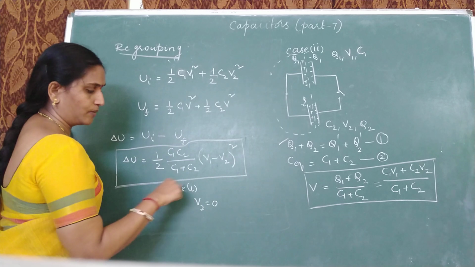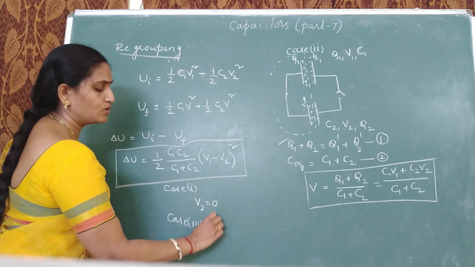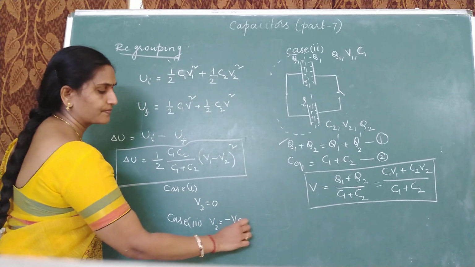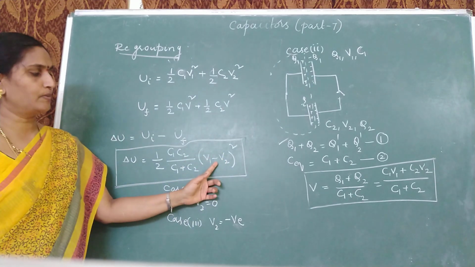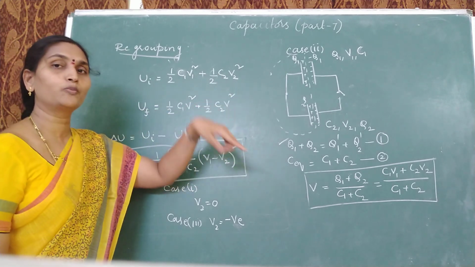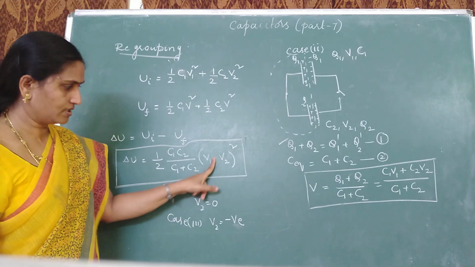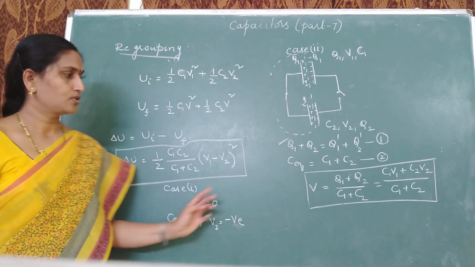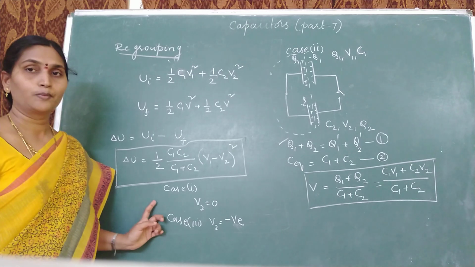For case 2, the same formula. But for case 3, you will make V2 negative. If V2 becomes negative, minus of minus, you will get a plus sign. So the maximum amount of energy is lost when the positive plate is connected to negative and the negative plate is connected to positive. So you can remember this expression for energy loss for objective questions, and even this common potential formula, so that with not much calculation you can easily find out the energy lost in the process.